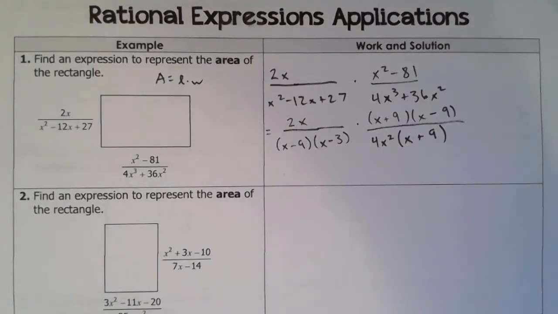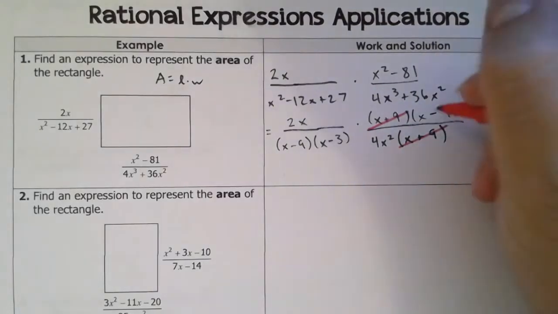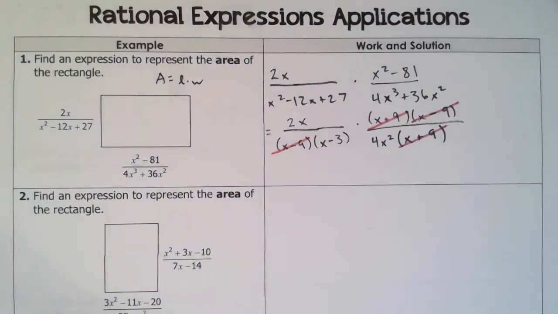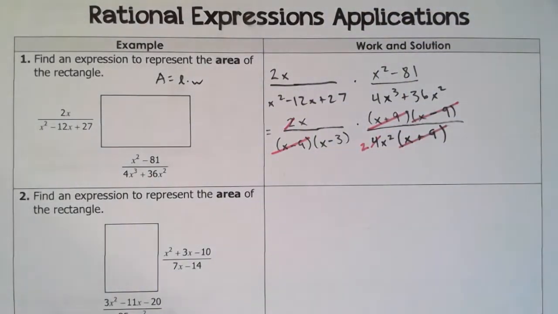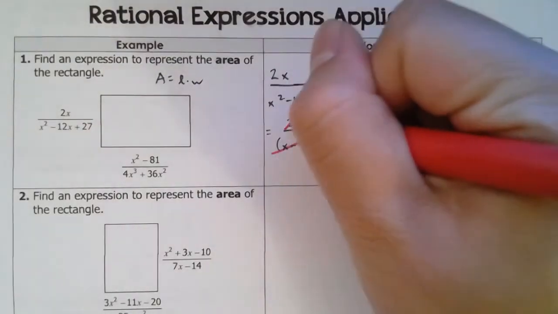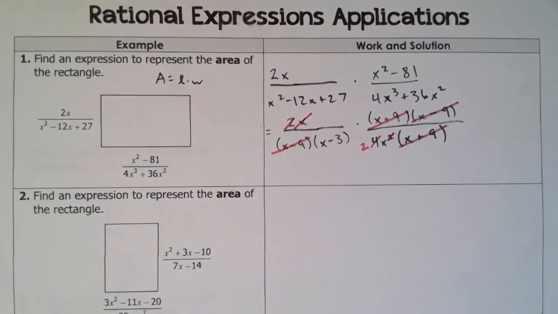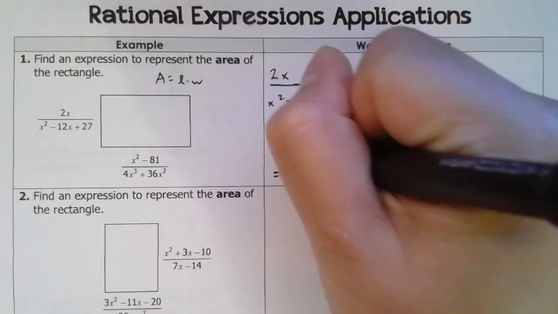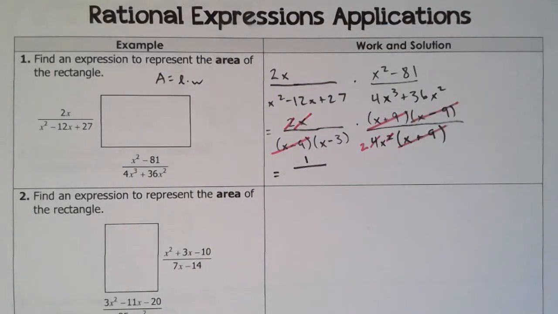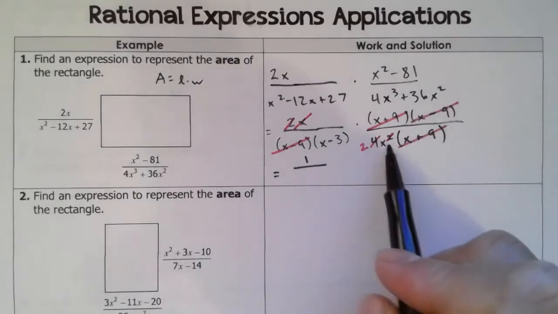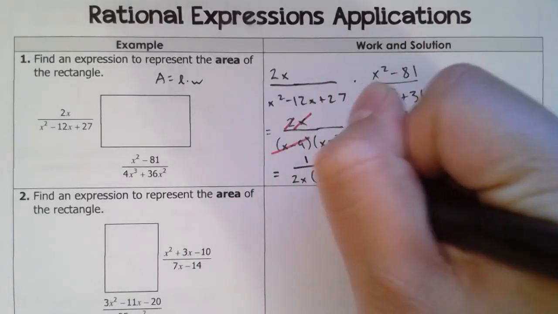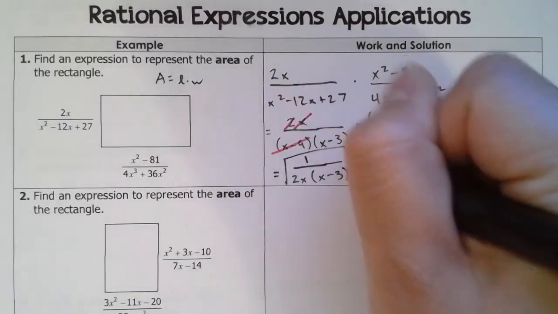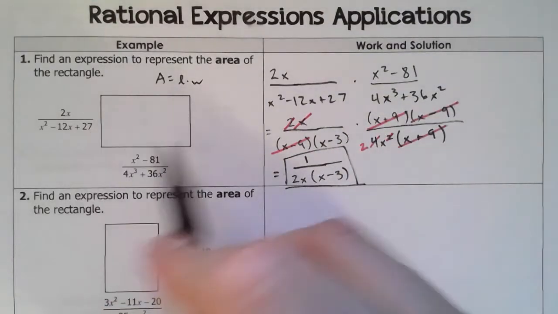And then from here, I'm going to cancel out any like terms, so these cancel here. x minus 9 cancels there. And the 2 and the 4, the 2 over 4 becomes 1/2, right? And then the x will cancel out with this one there. So I get left with just, it looks like everything on top went away, so just 1 on top in the numerator. And then the denominator is, there's a 2, there's an x, and there's x minus 3. So 2x times x minus 3. So this is the expression that represents the area of this rectangle given the length and the width here.